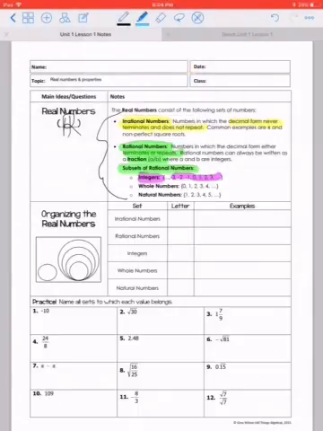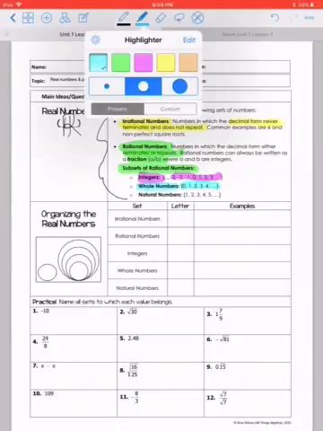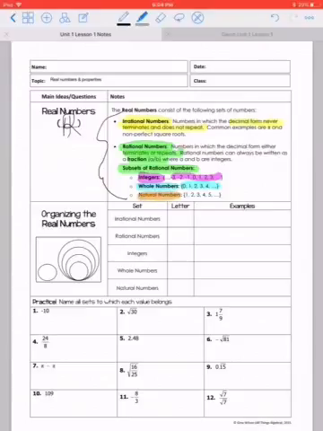And next to that is whole numbers. So those are your counting numbers and 0. 0, 1, 2, 3, 4. So they're all positive, including 0. And then your smallest set of numbers are the natural numbers. Okay, and those are your counting numbers. Like think about counting on your hand. You start with 1, 2, 3, 4, 5, so on and so forth.